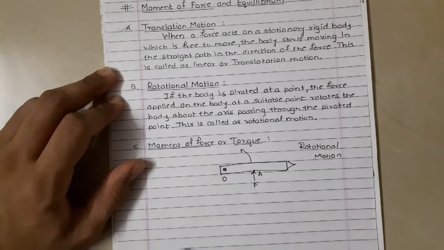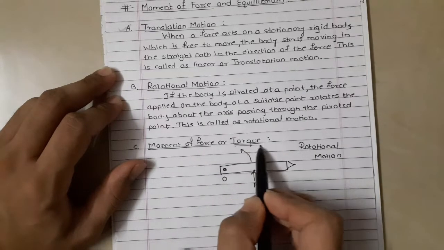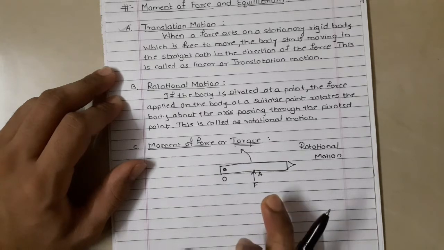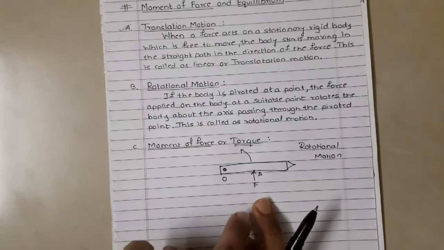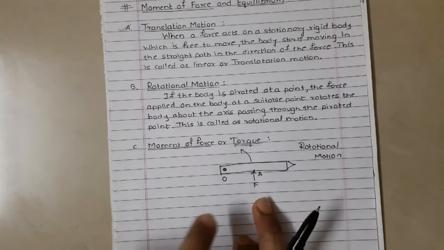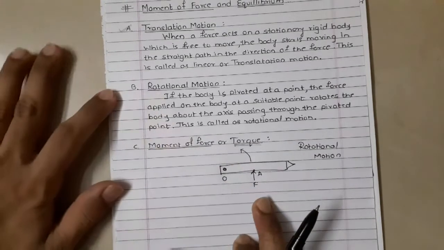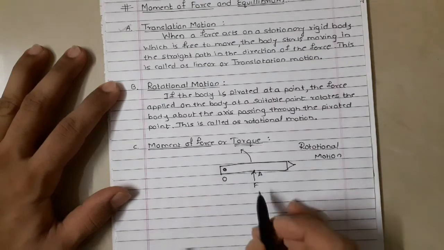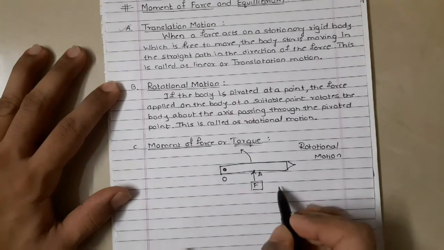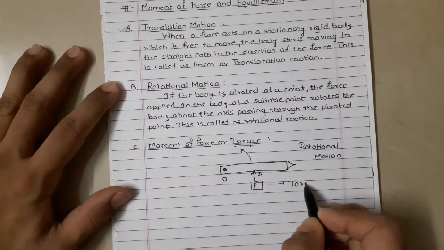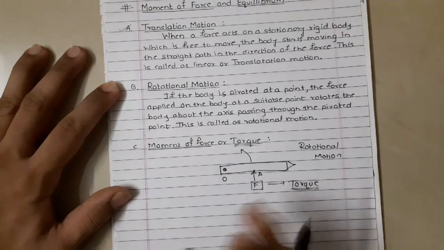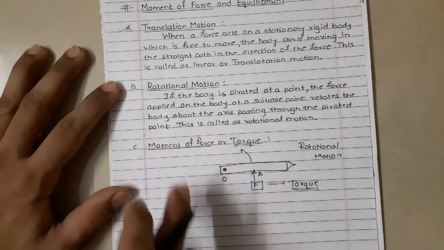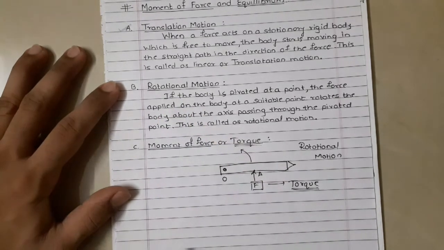But what is torque then? Torque is the amount of force used or applied on the body to rotate the body about its own axis. That applied force is called torque. So the definition is the same as that of rotational motion.